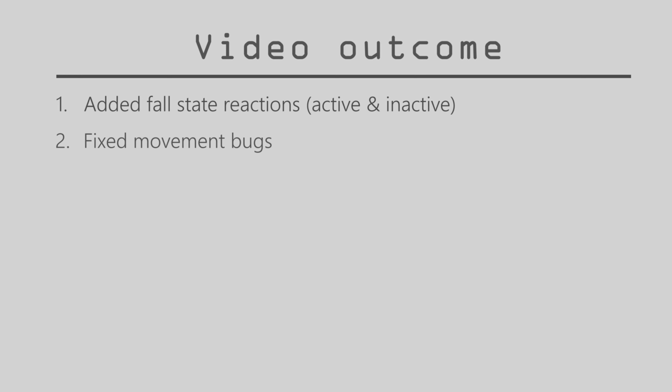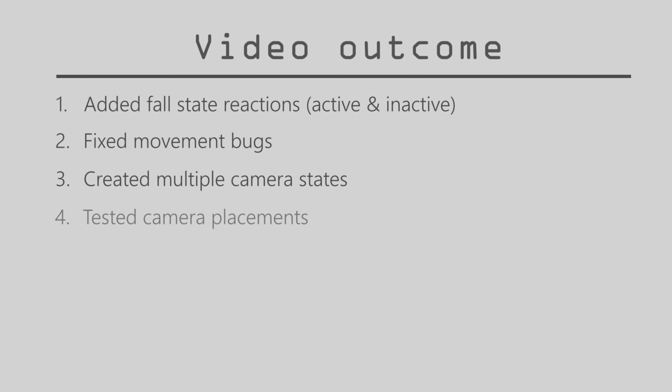So that's it in this part. So let's now see what all progress we made in our video. So we added a fall state reactions for both active and inactive states, fixed some movement bugs, and then created multiple camera states and tried to test them with different camera placements. And also we tried to explore the phantom camera features, what all it provides.